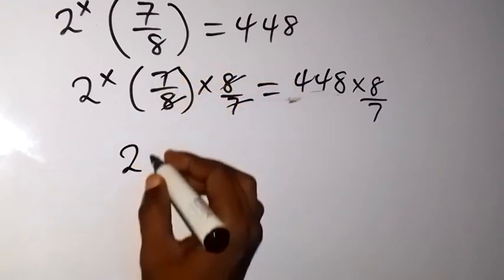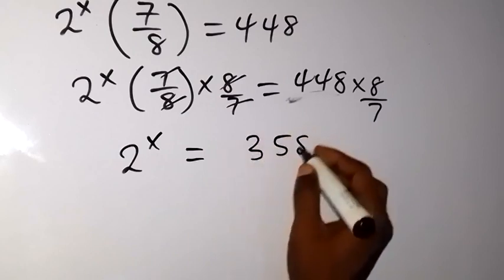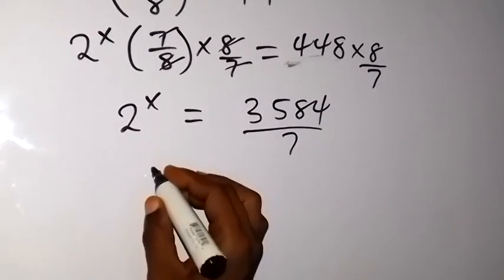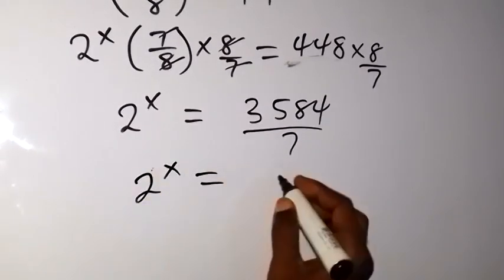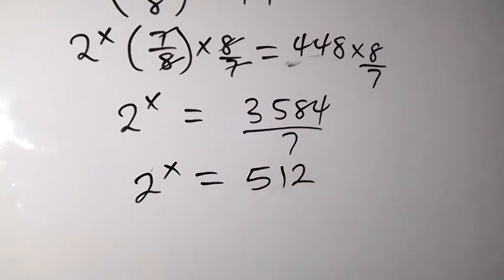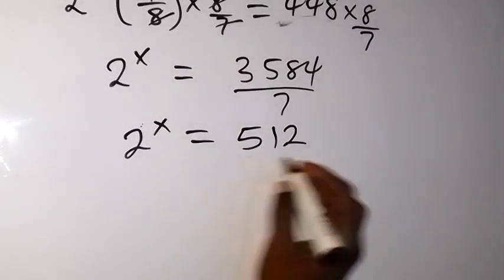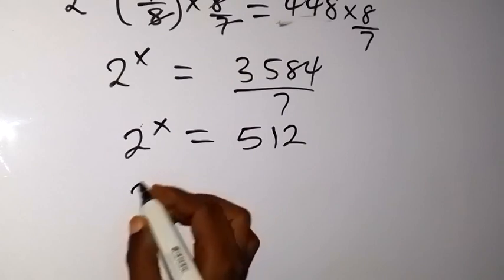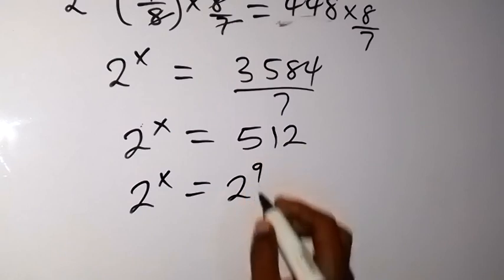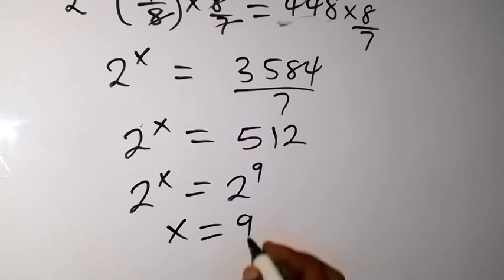And on this side we can now see that this one will have gone like this. So we have 2 raised to power x left, then equals to 3584 divided by 7 when we multiply that, which gives 2 raised to power x equals to 512 when we divide that. Then from here we can see that this can be expressed in base 2 as well. So we now have 2 raised to power x equals to 2 raised to power 9. Therefore our x equals to 9.